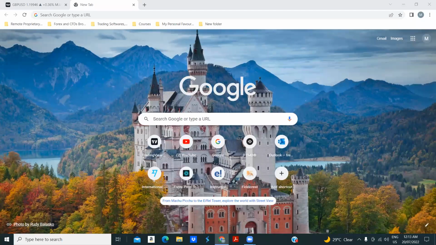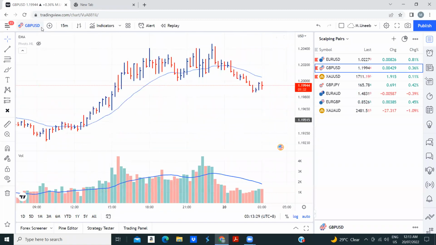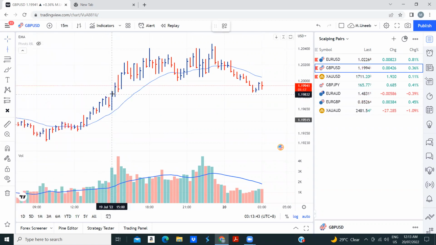Okay, so in this session, we are determining the London session. We are analyzing the British pound USD pair, and right now we're on the 15 minutes time frame. First of all, on a 15-minute time frame, we will highlight today's London Open. Today's London Open would be somewhere around here.